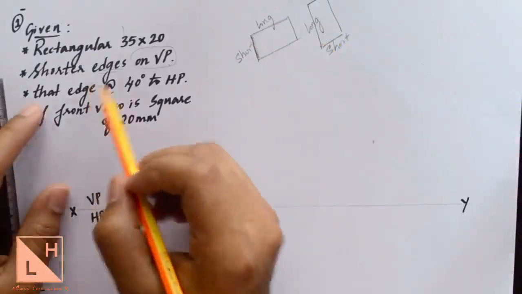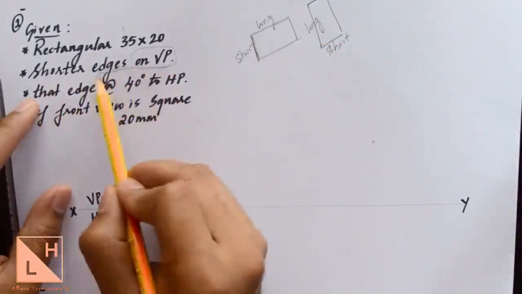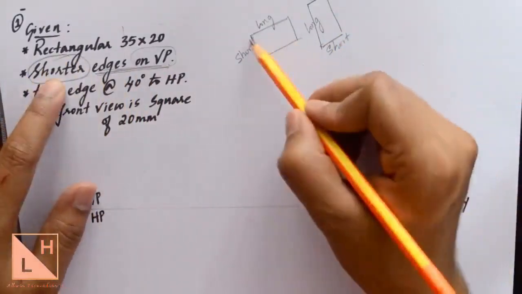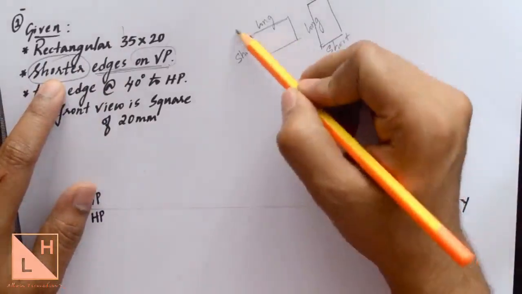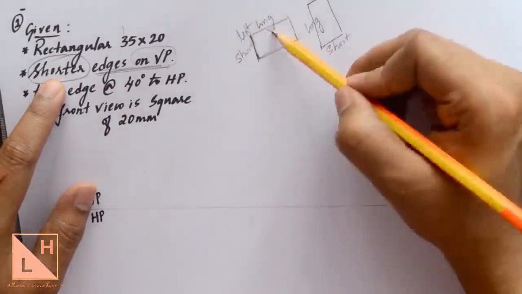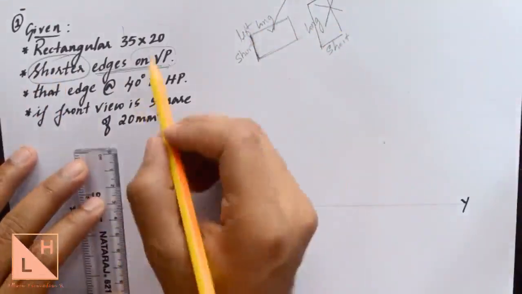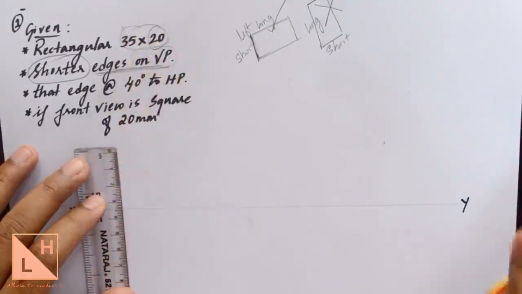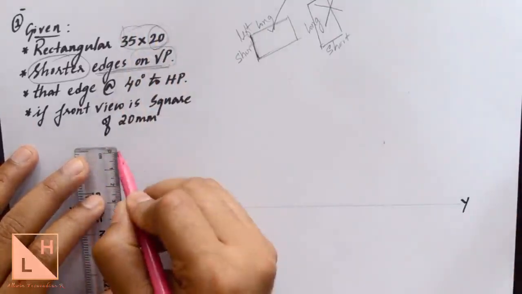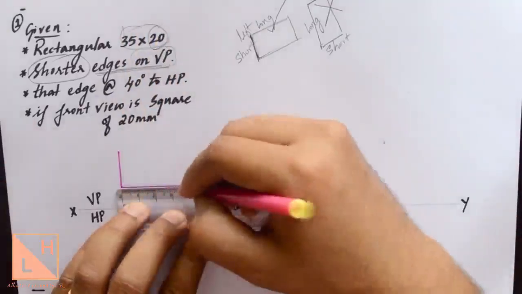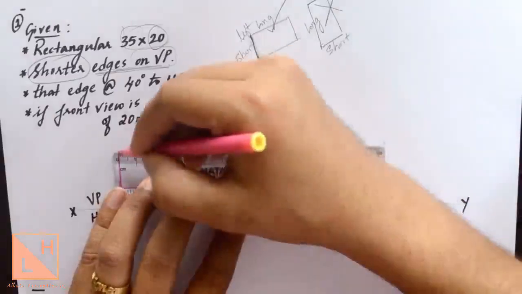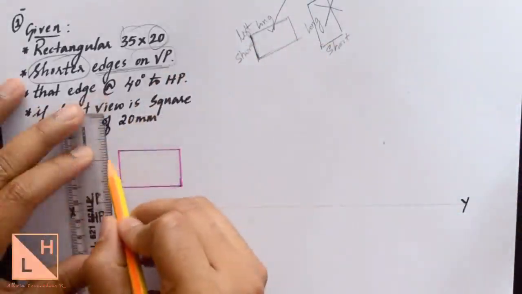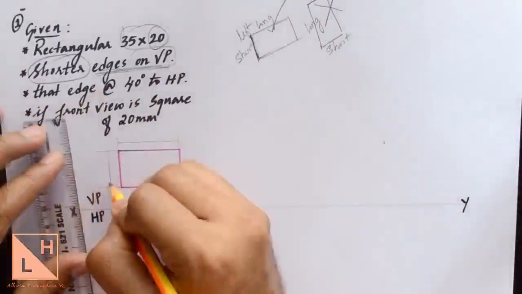Now see the question once again. It says the edge is on VP. The edge that is given here is the shorter edge. So select the shorter edge and keep that shorter edge on the left side. As the dimensions are given as 35 by 20, take the shorter dimension and keep it on the left side. Remember to mention the dimension by drawing the dimension line.